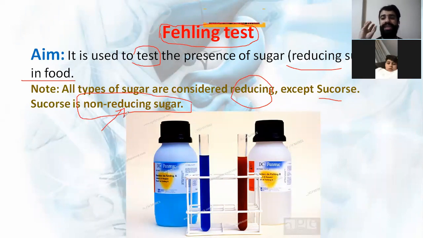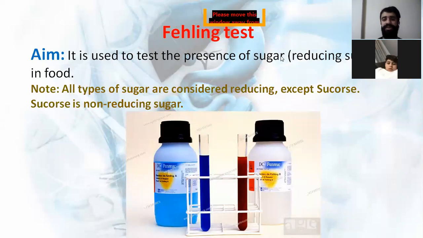Fehling test. What is the aim of the Fehling test? It's done to identify the presence of reducing sugar. This is the first test. This is the aim or the goal or the purpose of this test. Why do we do it?